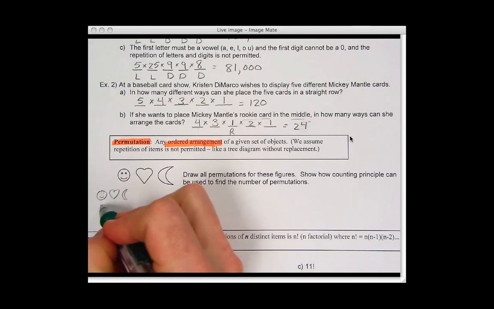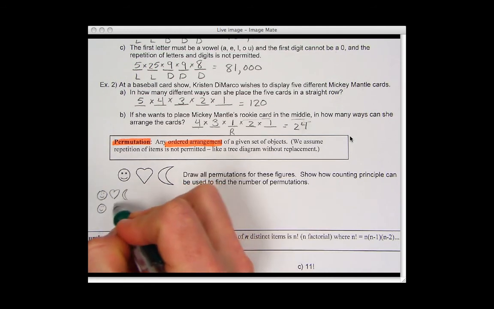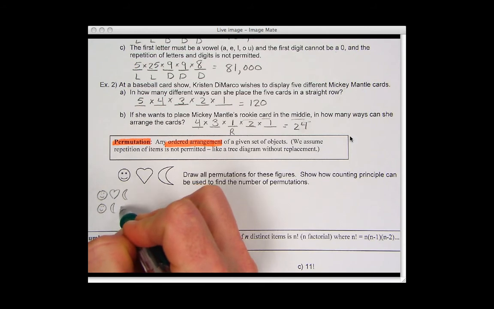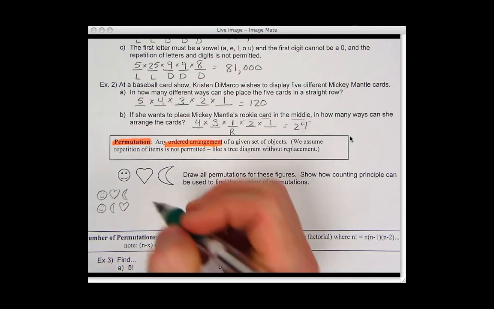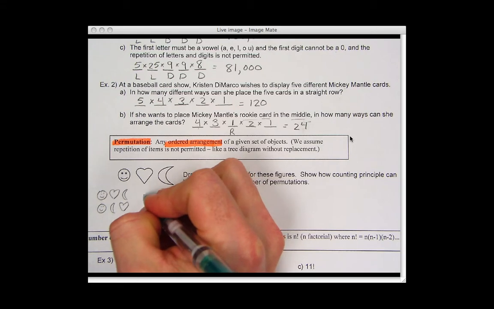Now we can also start off with a happy face and switch the heart and the moon around. Okay, so those are all the possibilities when you start with a happy face. It's kind of like writing the sample space here.